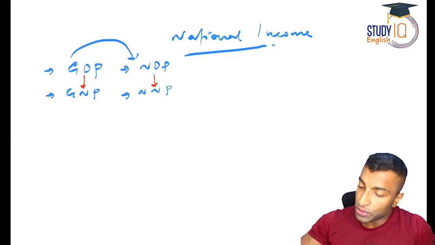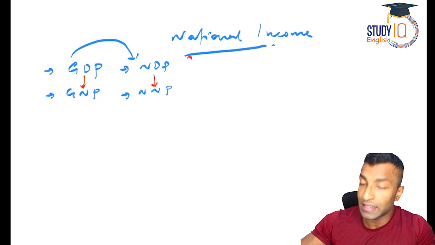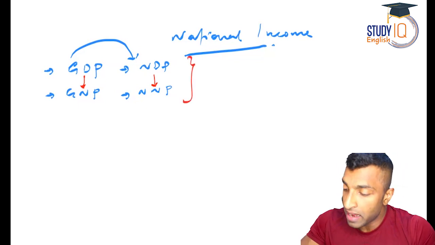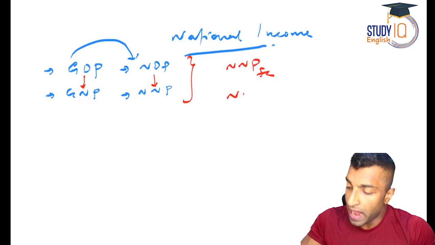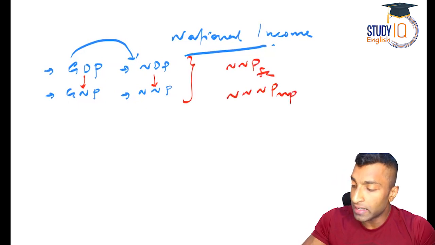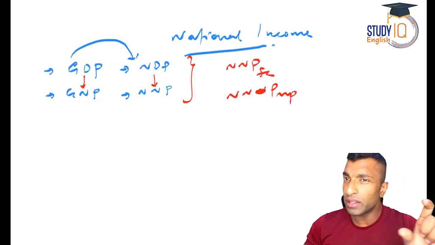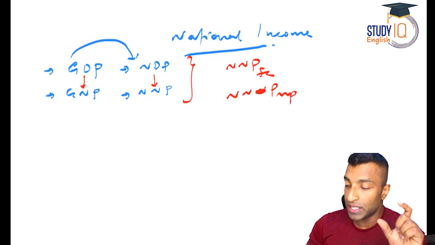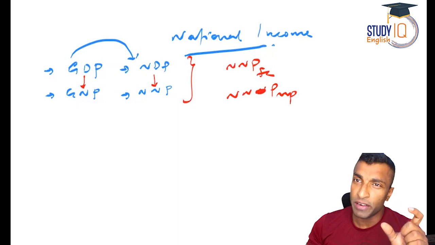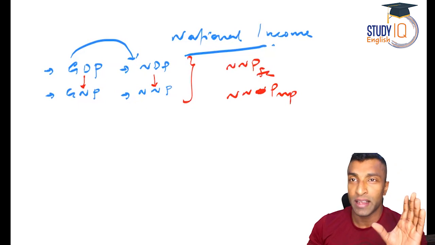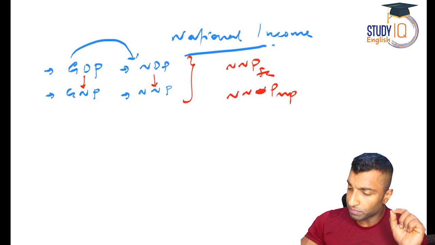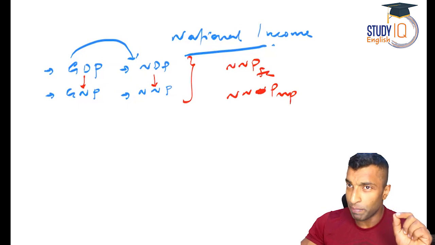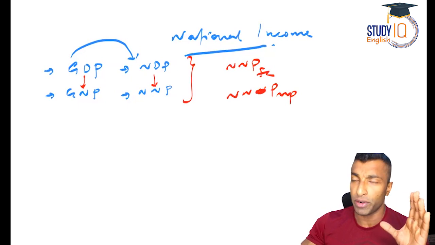And then we can also discuss the national income, which is NNP at factor cost. We will also discuss NNP at market price, right? So all these: GDP at factor cost, GDP at market price, GNP at factor cost, GNP at market price, NDP, all these we can discuss. And then current prices, constant prices for GDP, NDP, NNP, GNP. So these are four important concepts.